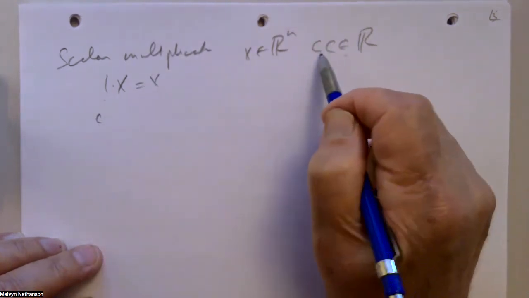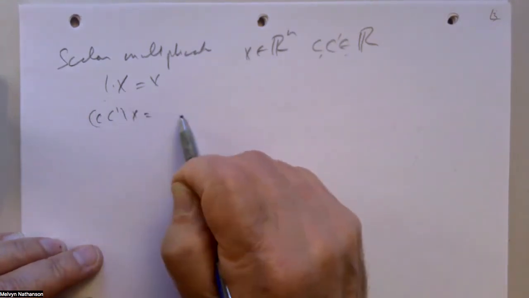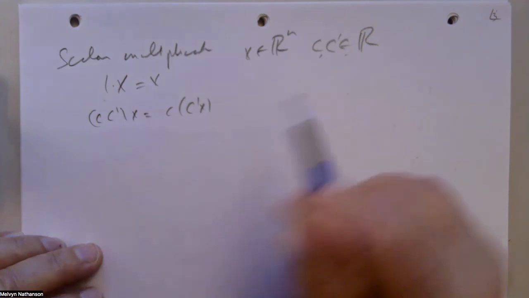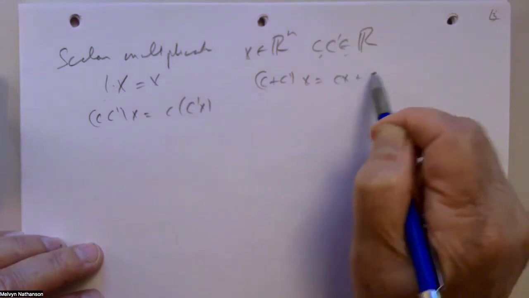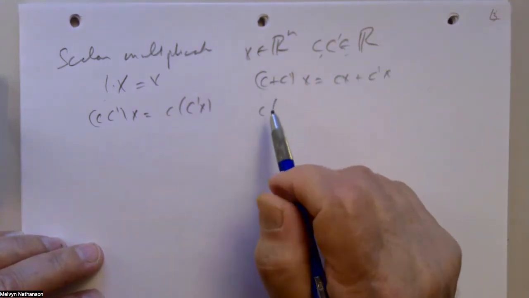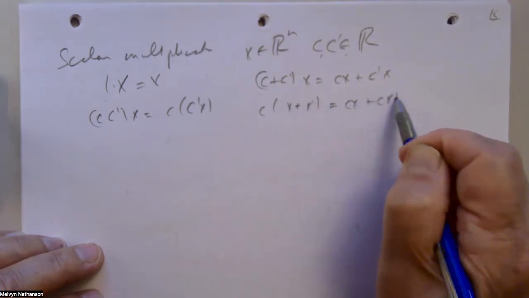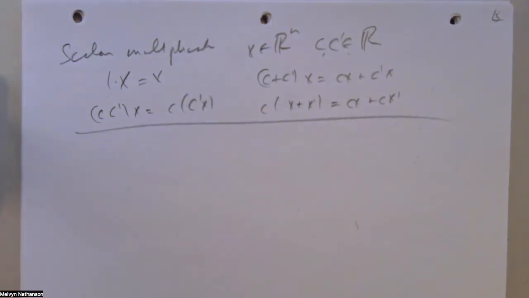If you take two different scalars, c and c prime, then c prime times x multiplied by c is the same as multiplying c times c prime, times the vector x. And we have distributive laws: c plus c prime times x is cx plus c prime x, and c times x plus x prime is cx plus cx prime. So all the natural properties that you would expect for vectors under vector addition and scalar multiplication hold in Rn or in Cn.